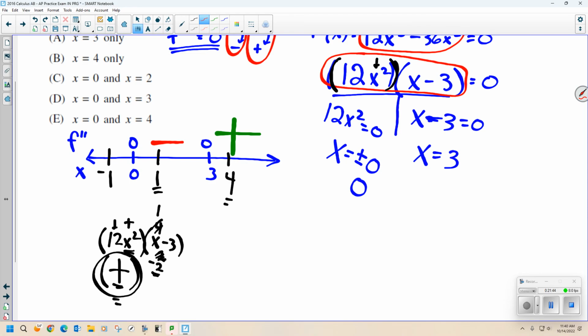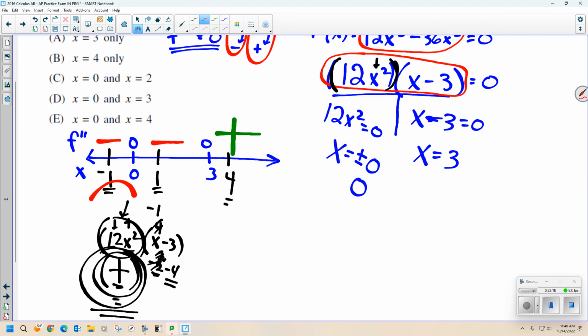I've got to try one more thing, and I'm going to try negative 1 this time. Again, this parenthesis will always be positive. If I throw a negative 1 in here, minus 3, I now have a negative 4. A negative number times a positive number will also be negative. So I've got a downward frown, or it's concave down.